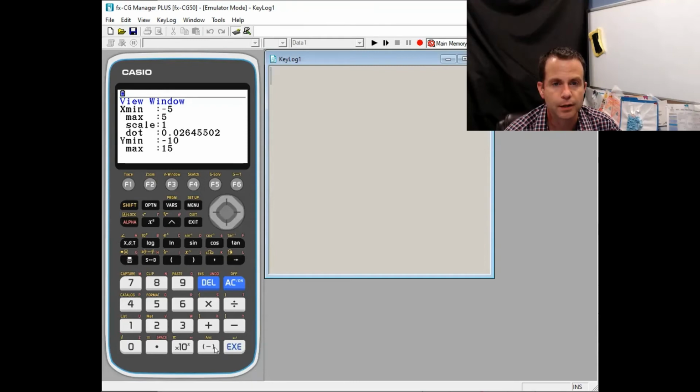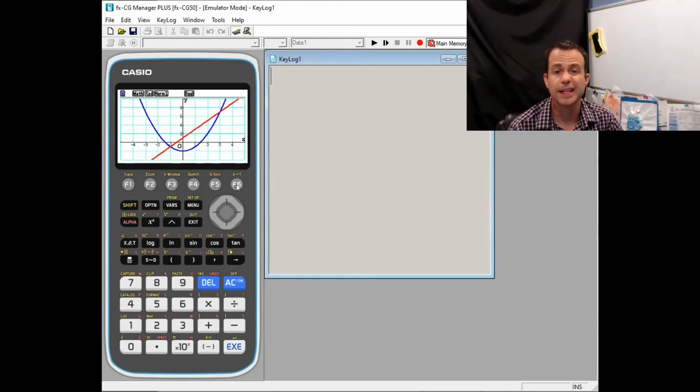I'm going to do a scale of 1 there. And then I said -4 to 10. We'll just see what that's like. Okay, so then I exit and draw. In TI Kids, you do the exact same thing. You just press window and you do the exact same thing that I just did.